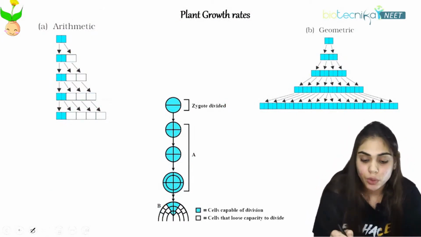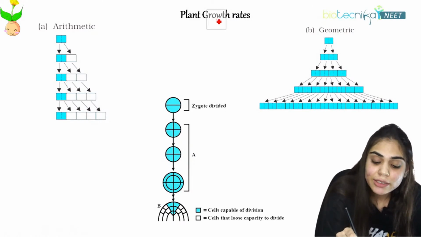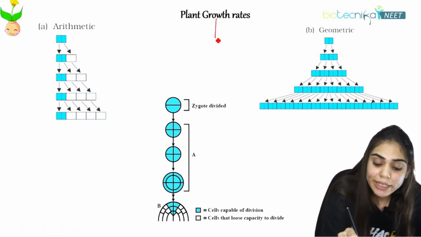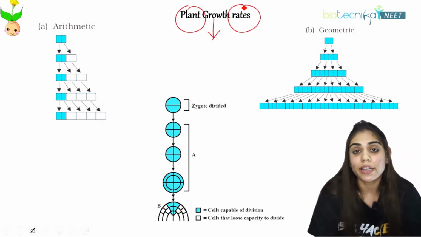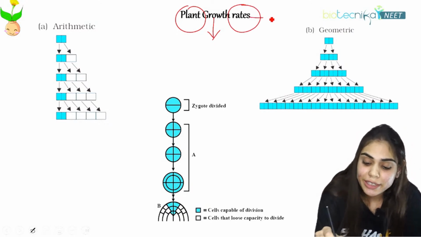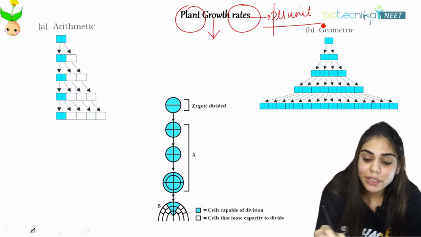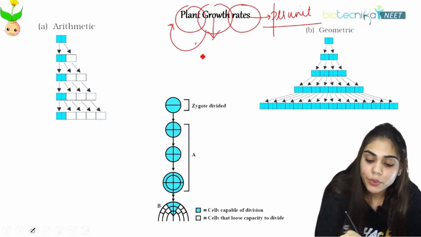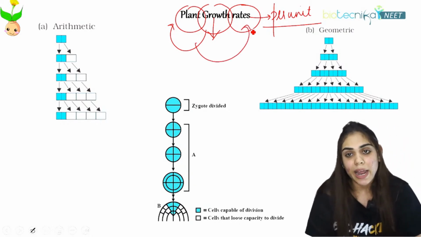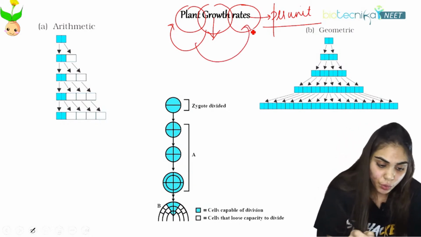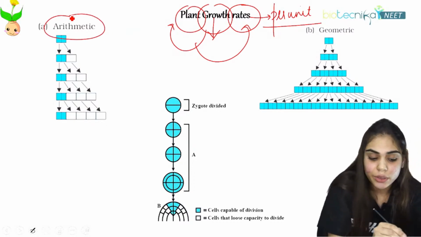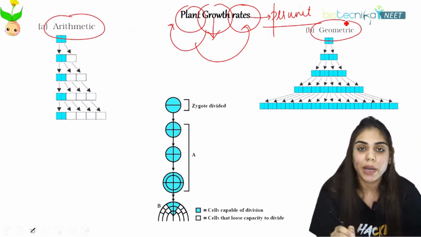What is plant growth rate? When we study the increase in height and length of the plant per unit time, that is what is called plant growth rate. Rate here stands for per unit time. So studying the growth of a plant per unit time is what is called plant growth rate. Now it can be of two types. It can be arithmetic growth rate. It can be geometric plant growth rate.